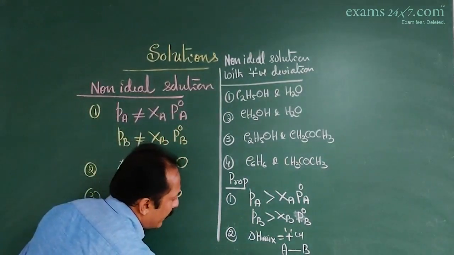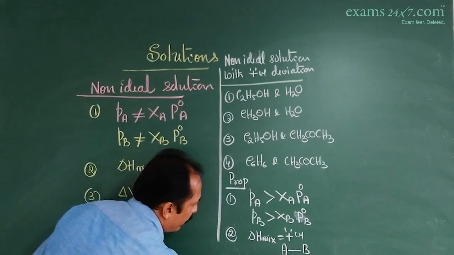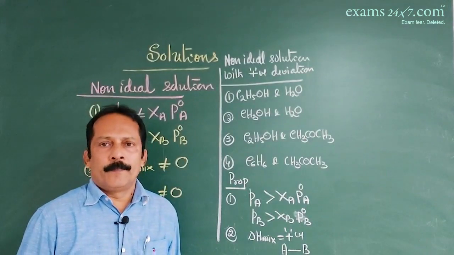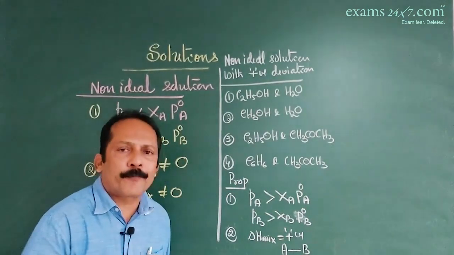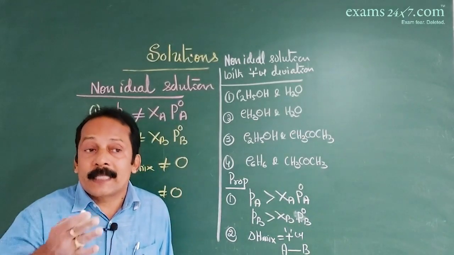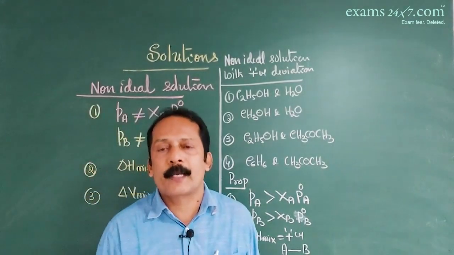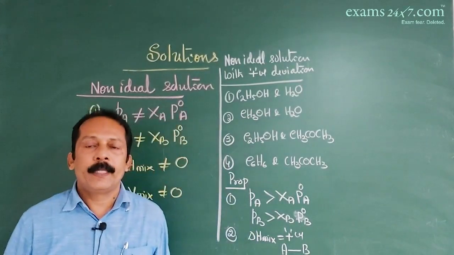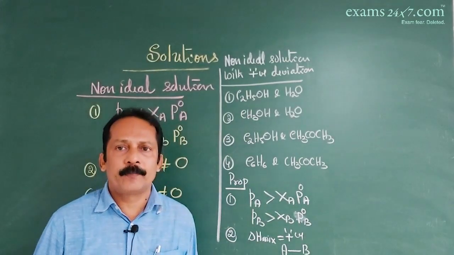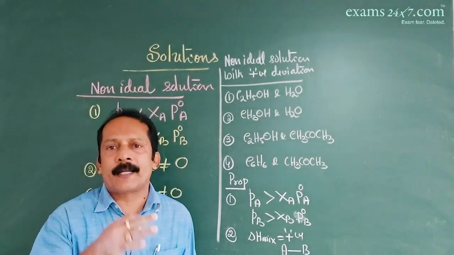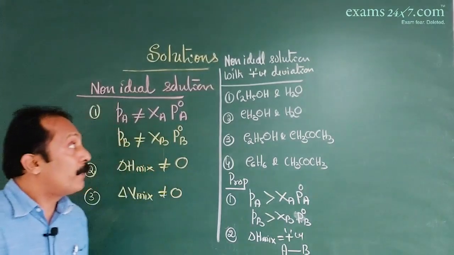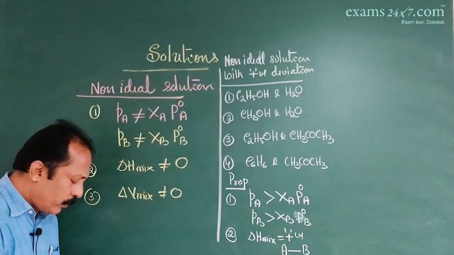Similarly, delta V mixing is positive. The force of attraction between two different components is less than between the individual components. That means the distance of separation between two different components is more than between the individual components. When the distance of separation is more after mixing, the volume increases. That means if you mix 100 and 100, it becomes more than 200. Delta V mixing is positive. That is about non-ideal solution with positive deviation.